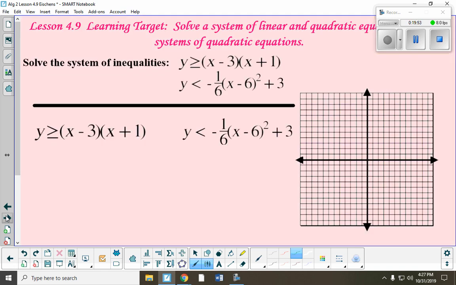All right, here's another one. We're going to graph a system of inequalities, which means that we have to shade. And this one is greater than or equal to, and so that'll be a solid line, and this is less than, so this will be dotted. Now the first equation, you have to look and say, okay, what form is it in? We have factors, and so you will set each of those equal to 0 to get the x-intercept.